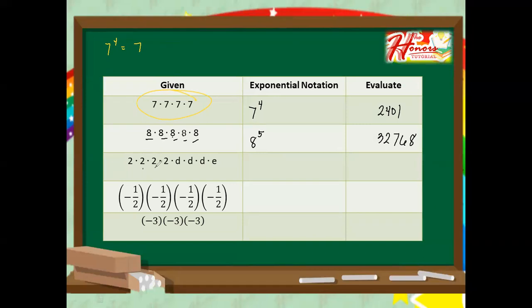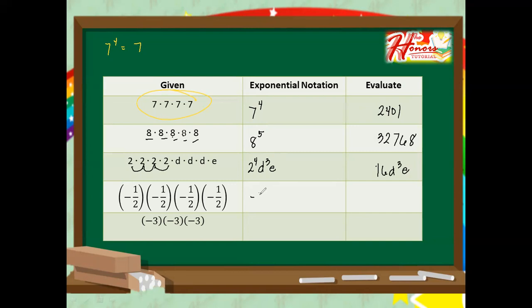Next, let's have here this. 2 times 2 times 2 times 2. So that is 2 raised to 4, d raised to 3, e. Evaluate. 2 raised to 4 is not 2 times 4. Don't do it again. So that is 2 times 2 times 2 times 2. 2 times 2, 4 times 2, 8 times 2, 16. So we have here 16 d cube e.